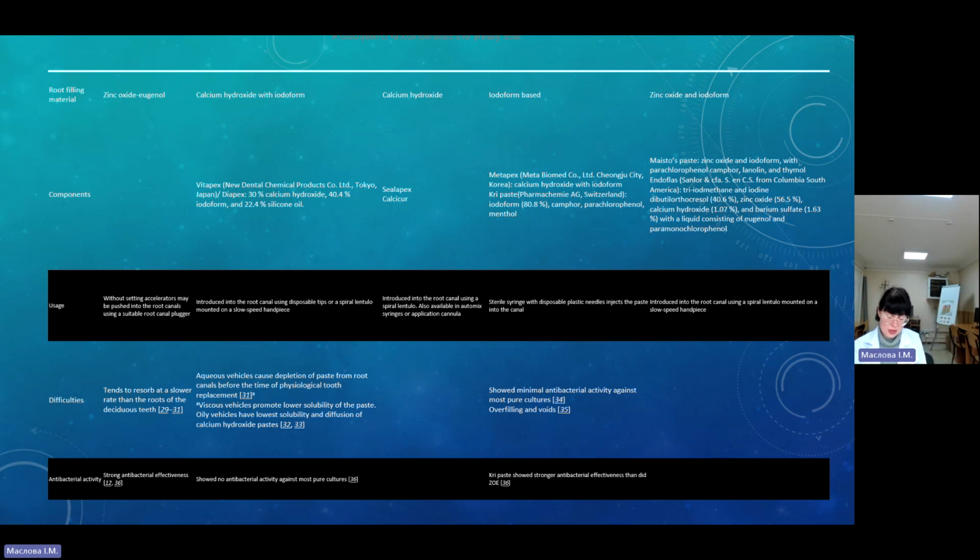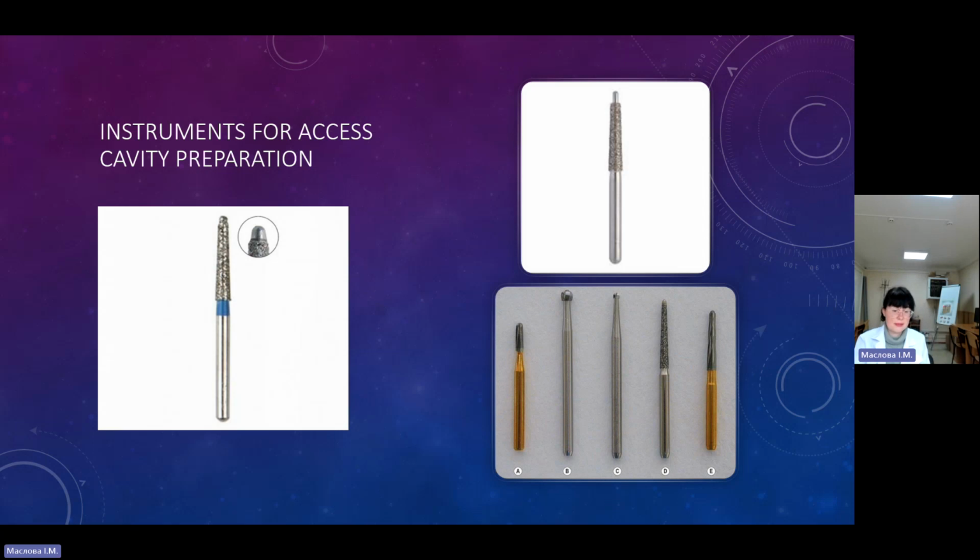The tooth should be isolated with a rubber dam and disinfected with sodium hypochlorite solution. Cavity preparation is done with high-speed burs under constant water spray, and carious removal with low-speed burs. I want to show you these special burs for access, such instruments for access cavity preparation. The cavity should be rinsed with sodium hypochlorite from time to time to decrease the bacterial load.